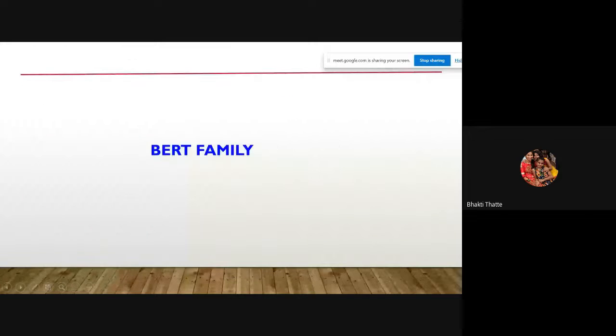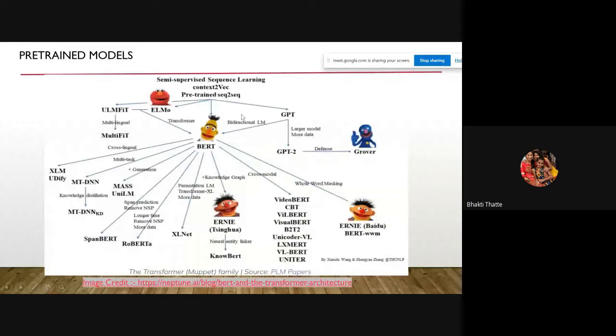Then coming to the BERT family, these are the different models. We can see ELMo, ULMFiT, and GPT. ELMo and ULMFiT use the LSTM architecture, whereas GPT uses the transformer architecture, and BERT uses an evolution of the transformer architecture. Then we can see the various architectures of BERT. These are variations of BERT. For different datasets, different problem statements, and different hyperparameters, this variety of BERT models is being used.